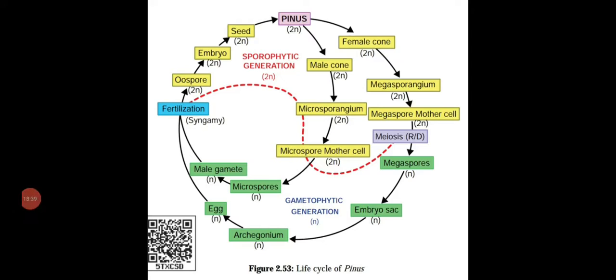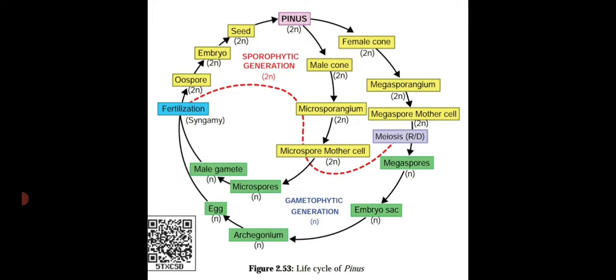Dear students, this is the life cycle of Pinus. Pinus produces two cones, a male cone and a female cone. The female cone produces the megasporangium, the megaspore mother cell, which undergoes meiosis to form megaspores. The male cone produces the microsporangium, the microspore mother cell, and microspores. The megaspore develops into the embryo sac and forms the archegonium which contains the egg. The microspore forms the male gamete. Both of them fuse together, haploid in condition. Fertilization occurs and they produce a diploid zygote. That process is called syngamy or fertilization.